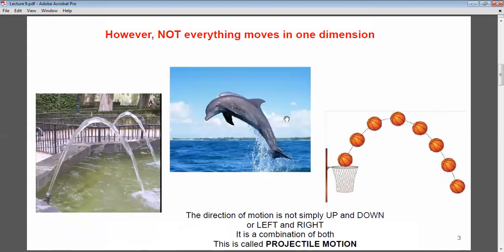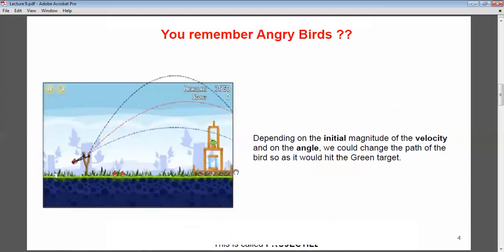Now, what really happens in real life? In real life, there is almost nothing that moves only in one dimension. Many objects, like the water over here, the dolphin over here, the ball, are actually moving in multiple dimensions, but let's just say that it's moving in 2 dimensions, okay? So it's not simply up and down or left and right. It's a combination of both. And that's when we say that the motion is in 2 dimensions.